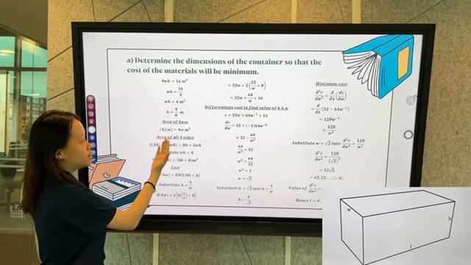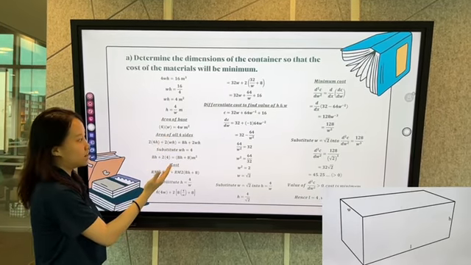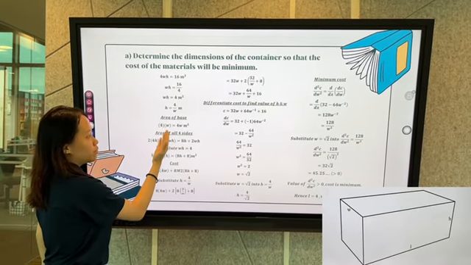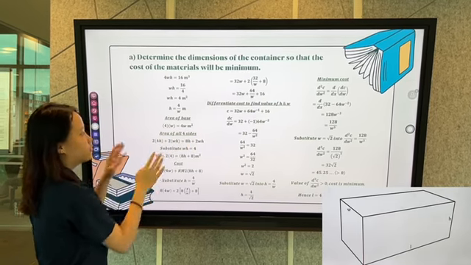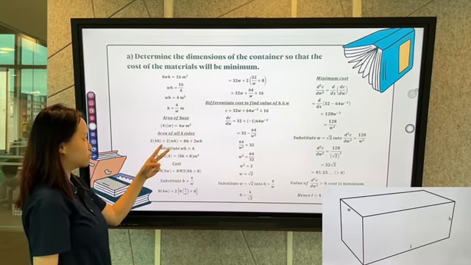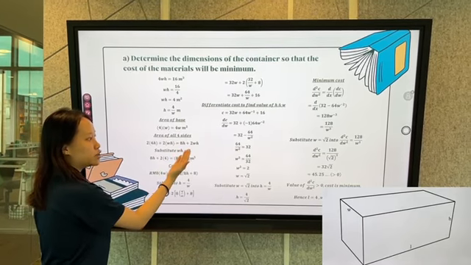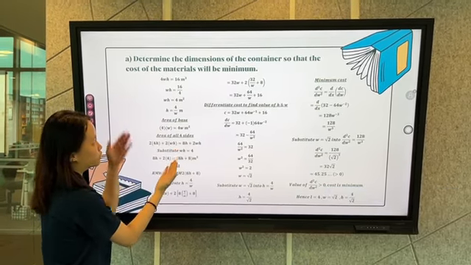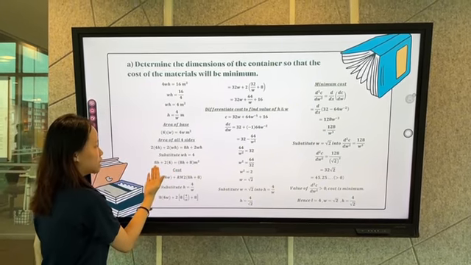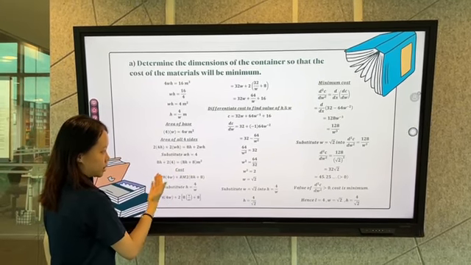Now it's the area. The area is the width times the length, which means 4W equals 4W meters square. Now it's the area of the four sides. You have to times 2 times 2, which equals 8H plus 2WH. Now we substitute with the WH, which we get from here. Okay, now we'll get this equation.